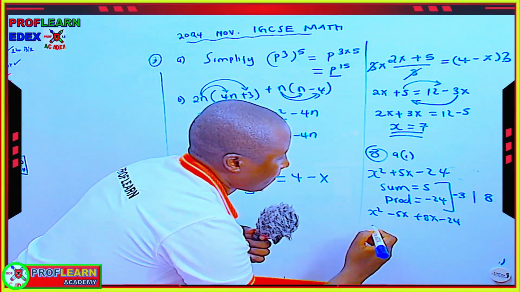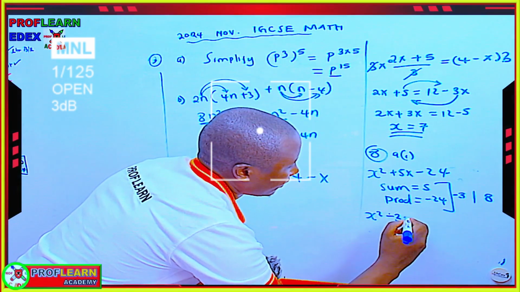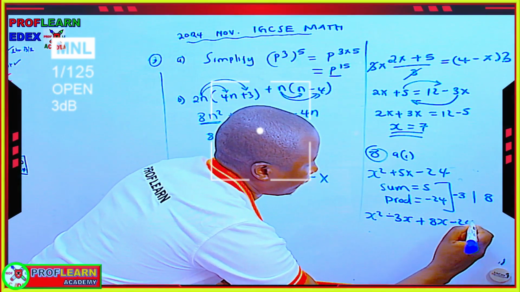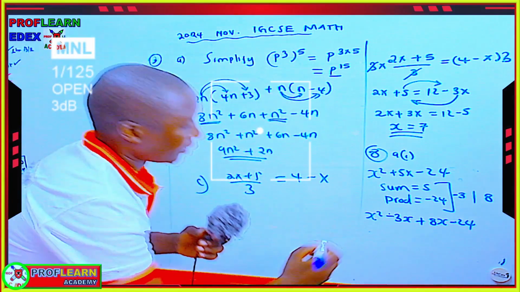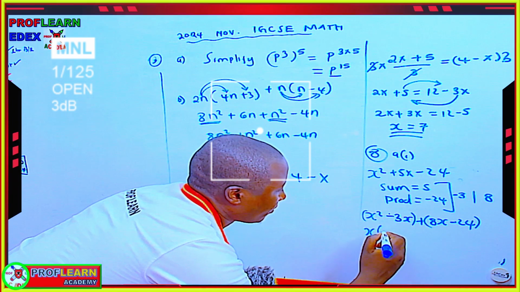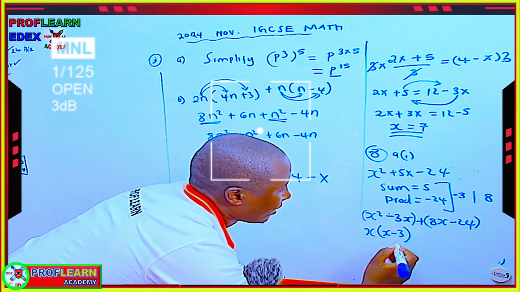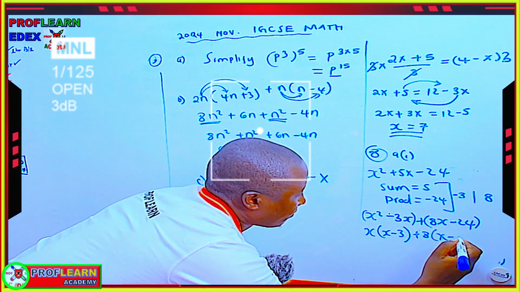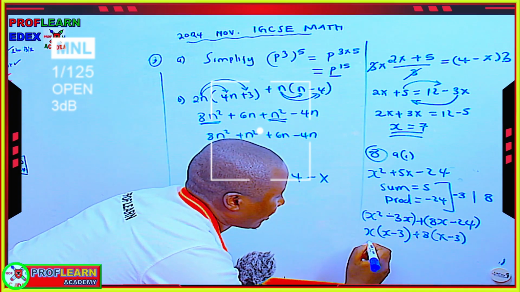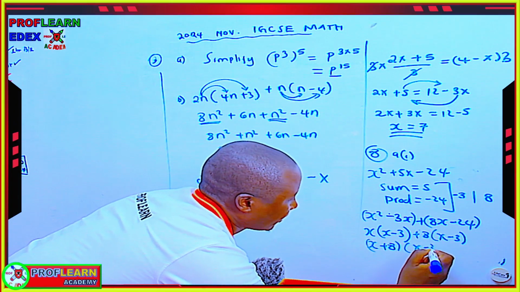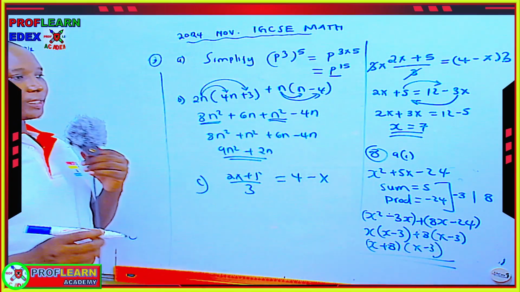Then once you have gotten that, we say this is x squared minus 3x plus 8x minus 24. Then we shall group these two together: x squared minus 3x, and 8x minus 24. We factor out what's common. So we factor x out, we remain with x minus 3. And then we factor 8 out here, so we say 8 into x minus 3. Then finally, our factorized form will be x plus 8 into x minus 3 as the final answer.